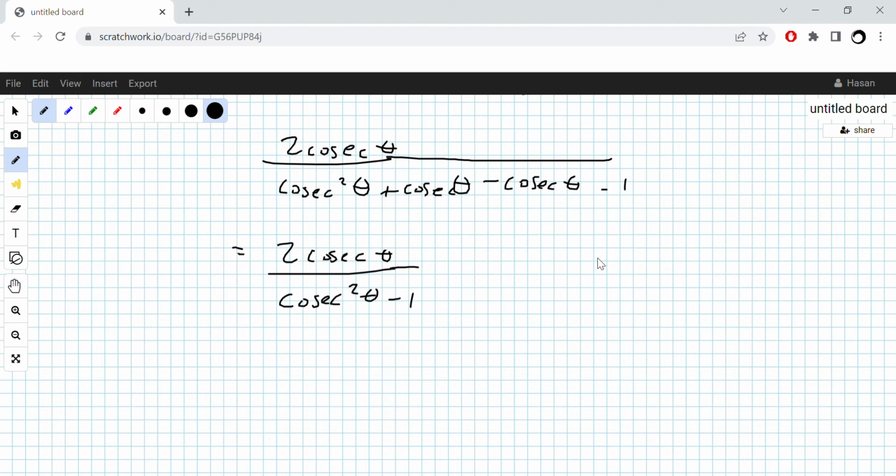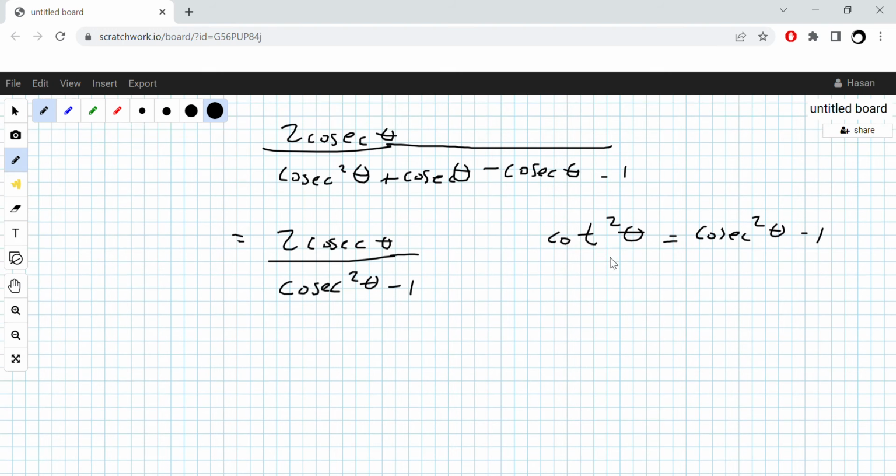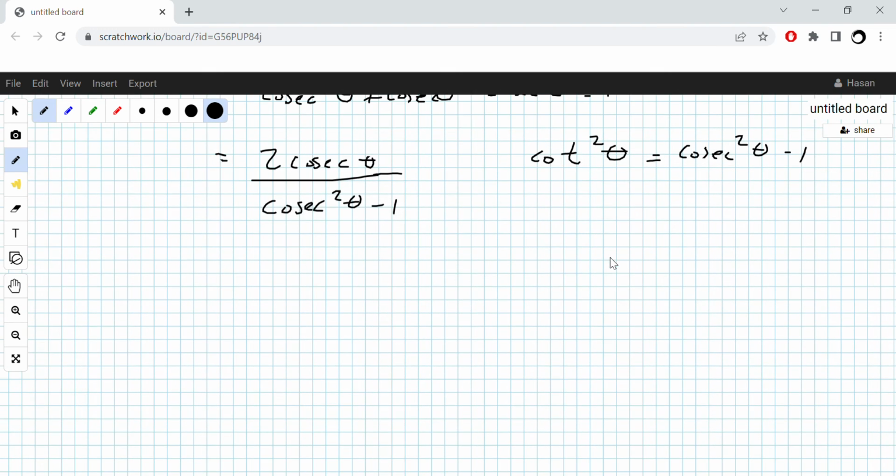We know the identity cot squared theta equals cosec squared theta minus 1, so we can replace this cosec squared theta minus 1 with cot squared theta. So that gives us 2 cosec theta over cot squared theta.